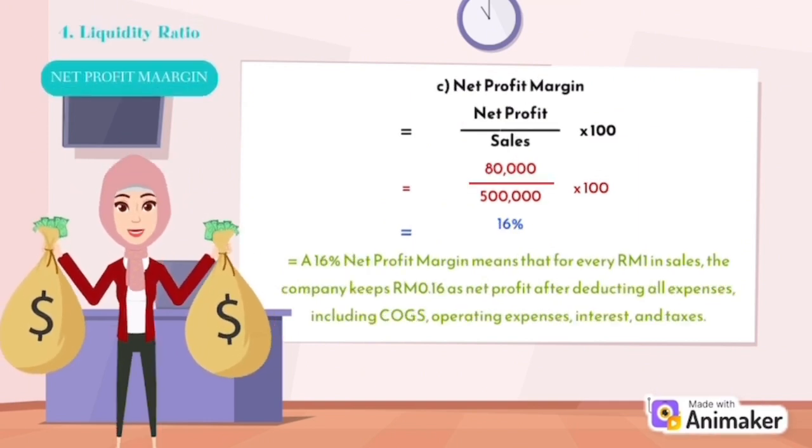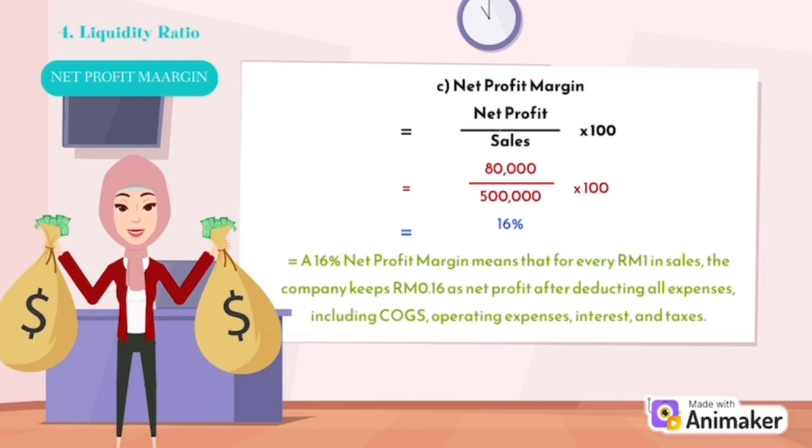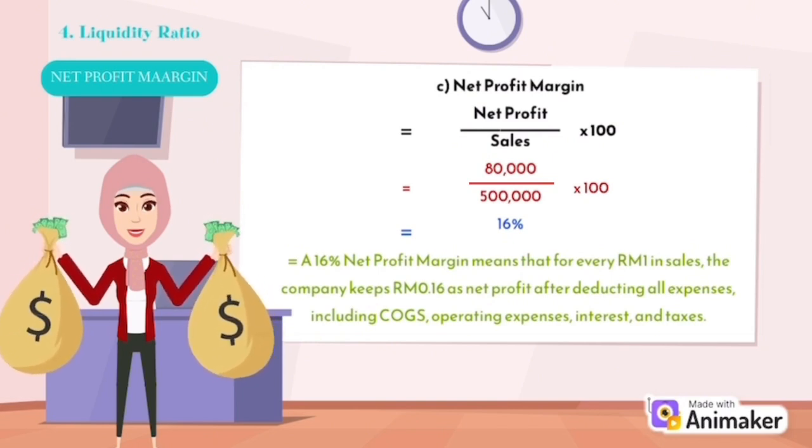Net profit margin. The formula for net profit margin is net profit divided by sales, then multiplied by 100. In this case, the net profit is 80,000 and the sales are 500,000. To calculate, divide 80,000 by 500,000, then multiply by 100. The result is 16%. A 16% net profit margin means that for every 1 ringgit in sales, the company keeps 16 sen as net profit after deducting all expenses, including cost of goods sold, operating expenses, interest, and taxes.